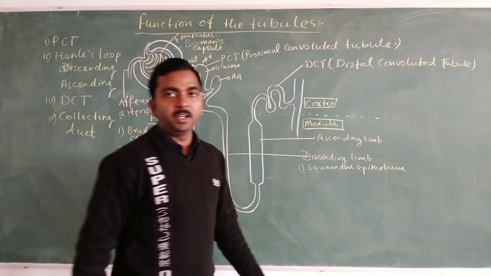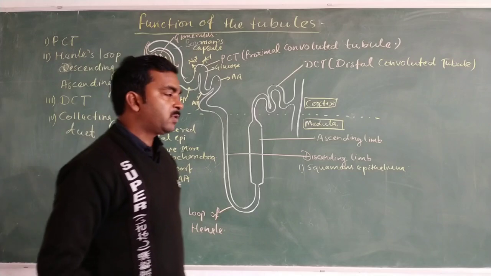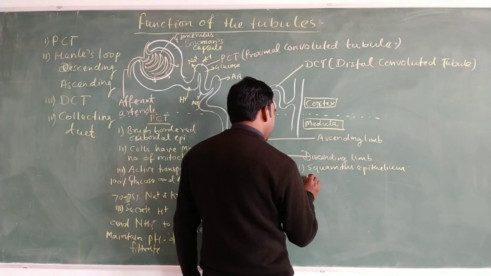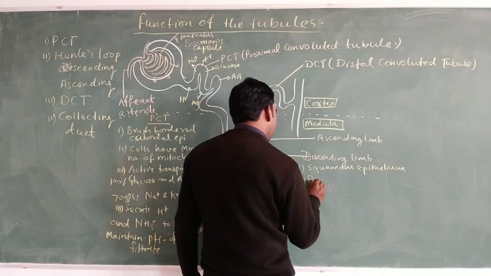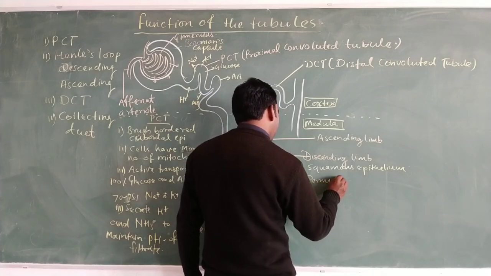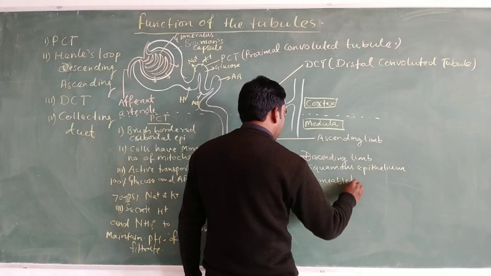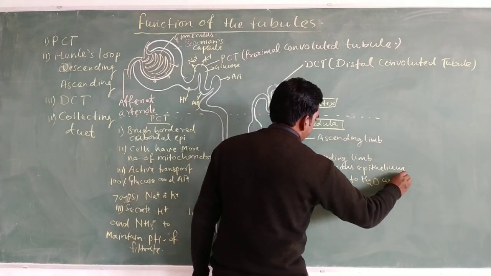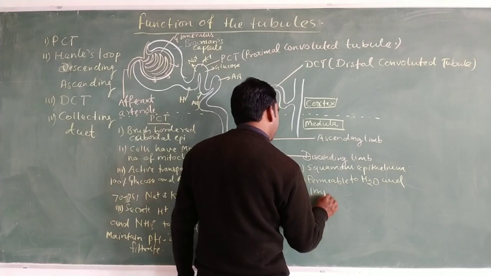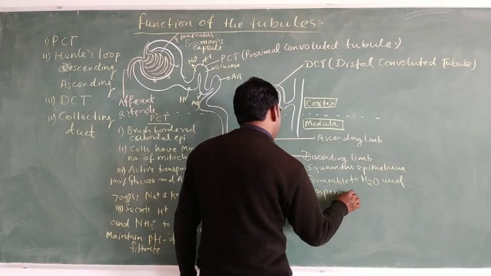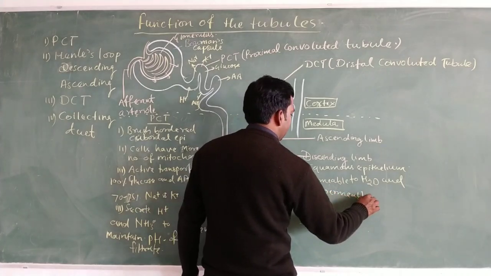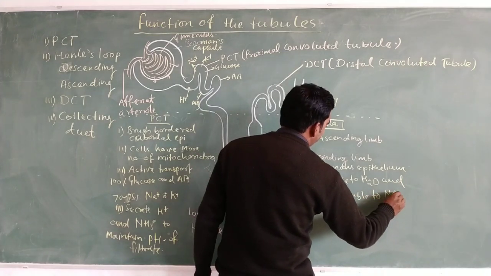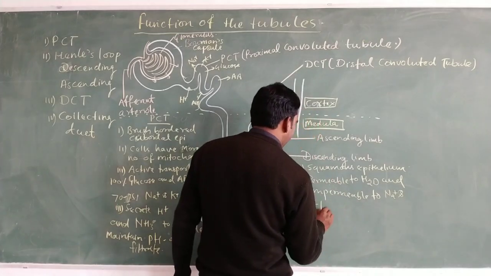The lining of the descending limb is made up of squamous epithelium, and it is permeable to water and impermeable to electrolytes, sodium ion and chloride ion.